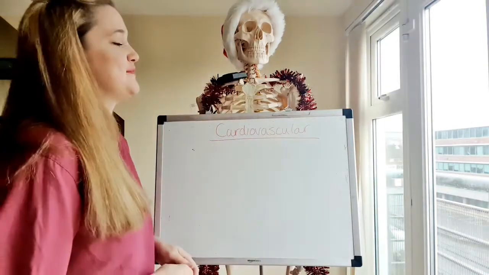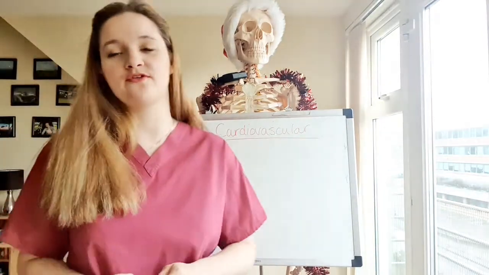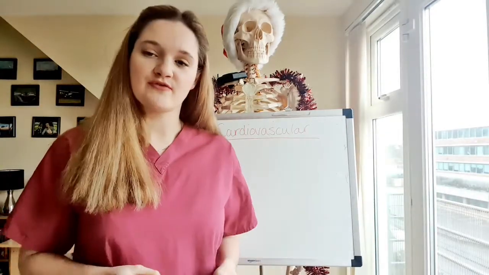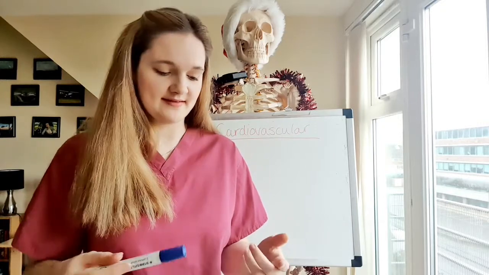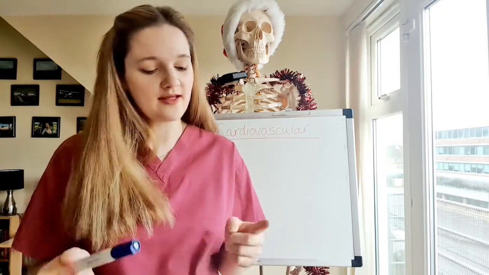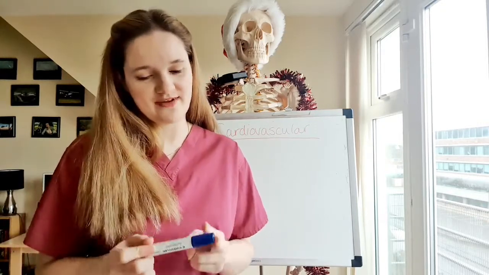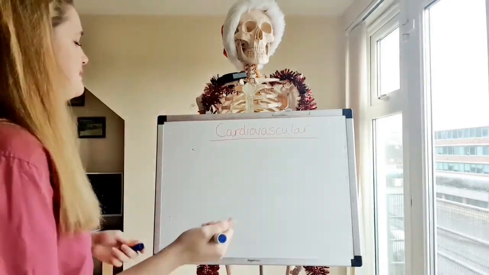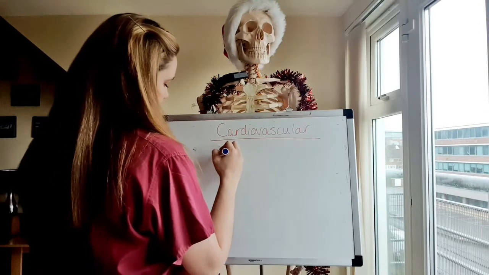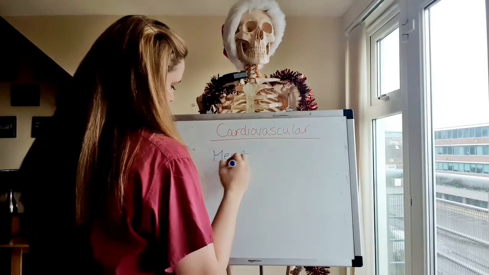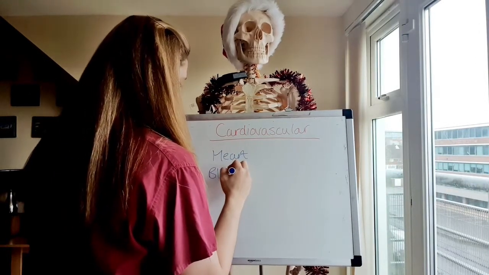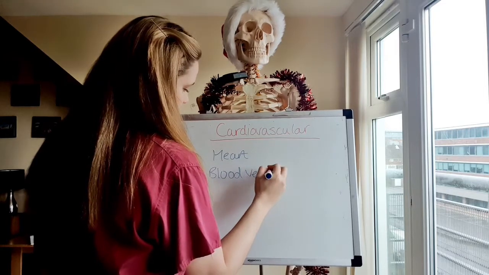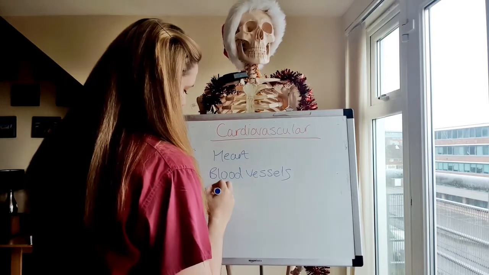Today we're going to be taking our first look into the cardiovascular system. So the cardiovascular system is all to do with our heart and all to do with our blood circulation. The three main components of the cardiovascular system are the heart muscle itself, the blood vessels, so the arteries, the veins and the capillaries, and then the blood as well. So we've got the heart, we've got blood vessels, and we've got the blood.